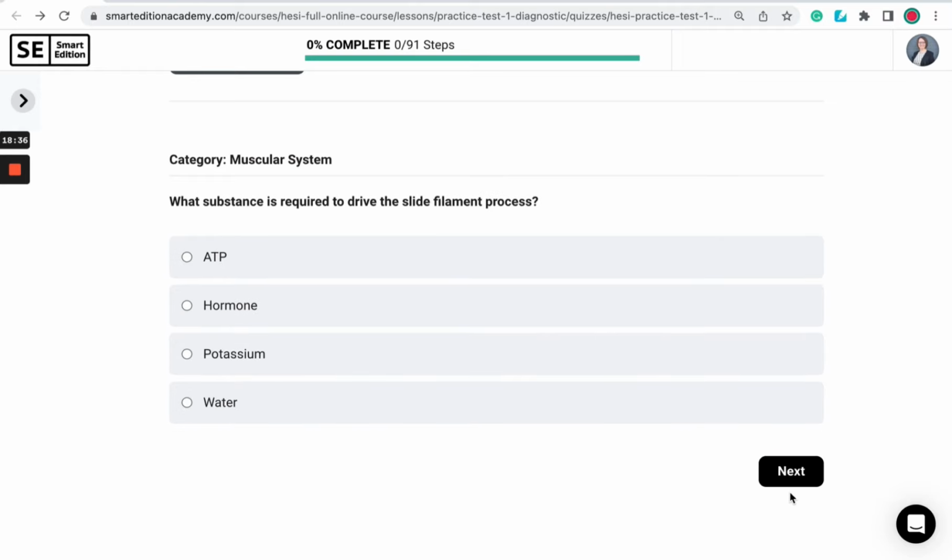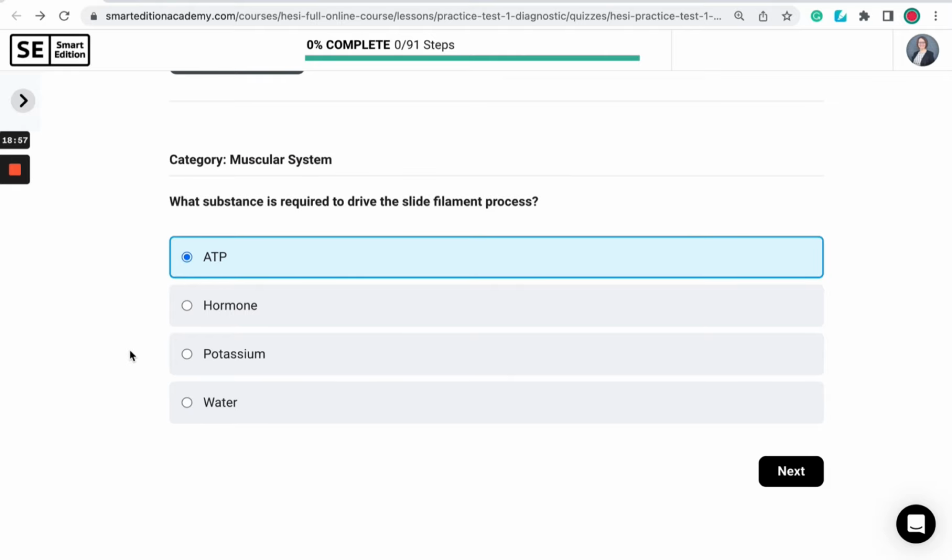What substance is required to drive the slide filament process? Is it ATP, hormone, potassium, or water? The correct answer here is ATP.